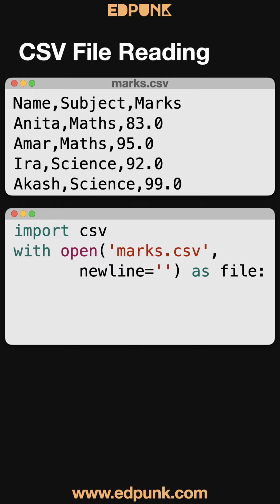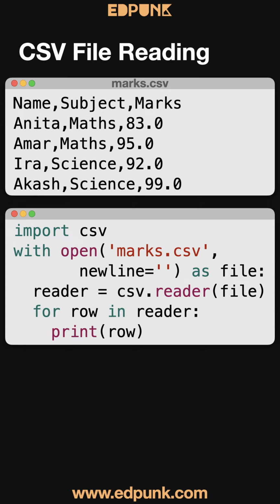We are using the with statement as it automatically closes the file object once the code block is executed, even if any error is encountered. Now, in the with code block, we will create a CSV reader object using csv.reader(file) and assign it to variable reader.